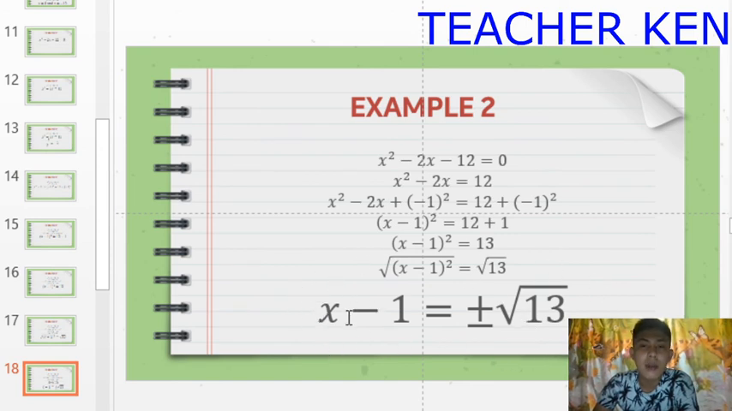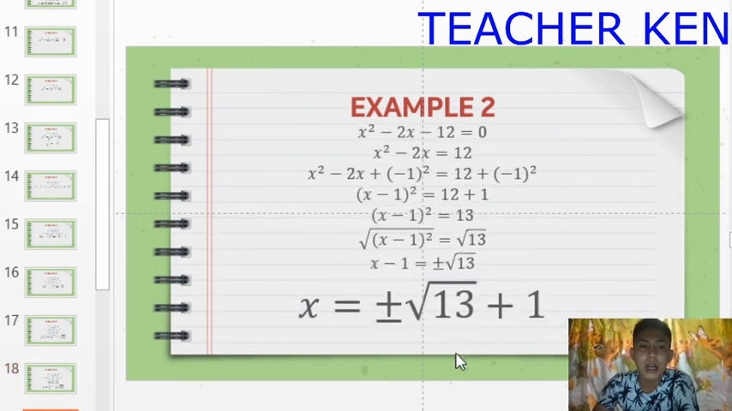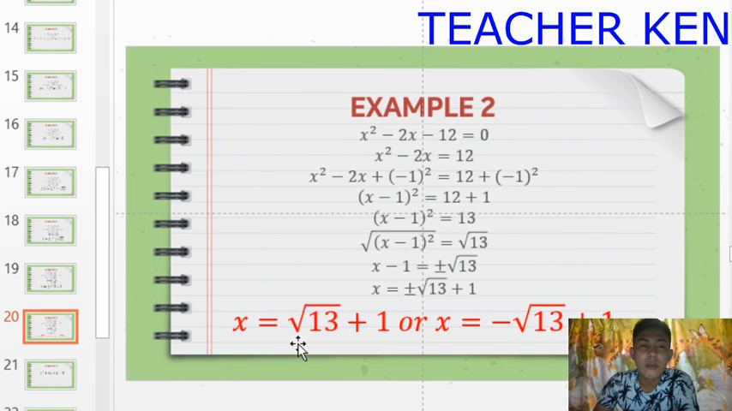Next natin gagawin para makuha natin yung value ni x or ng solution natin, we have to transpose negative 1 to the right side of our equation. Okay, since it's negative 1, magiging positive 1 siya kapag nilipat natin sa kabila. Ayan. Okay, so ito na yung equation natin. Next na gagawin natin is we have to separate the plus minus ng square root of 13 natin. So ang mangyayari, we have x is equal to square root of 13 plus 1 or x is equal to negative square root of 13 plus 1.